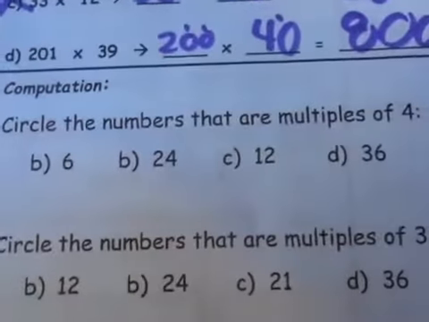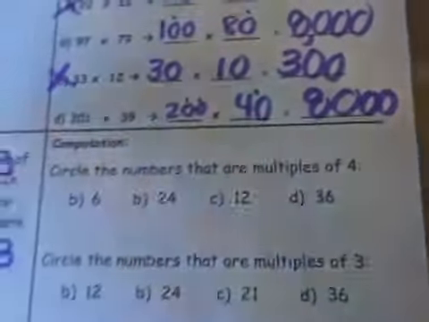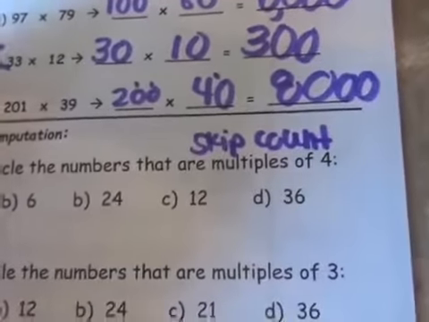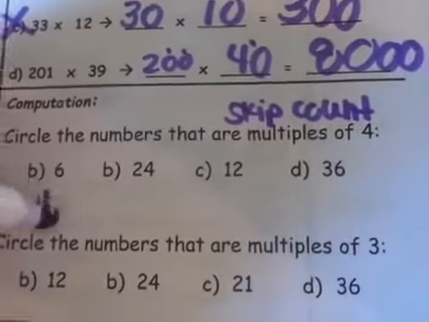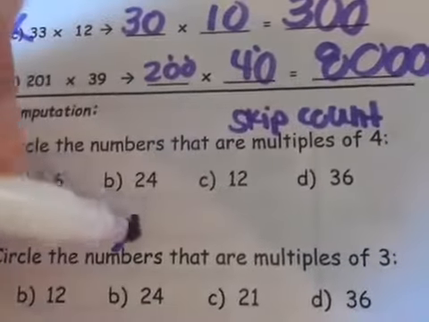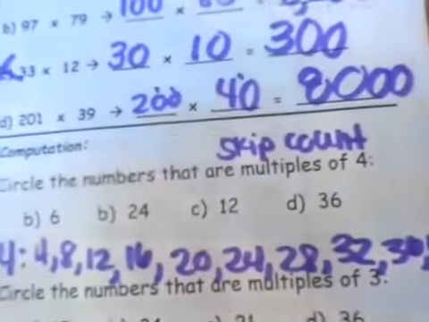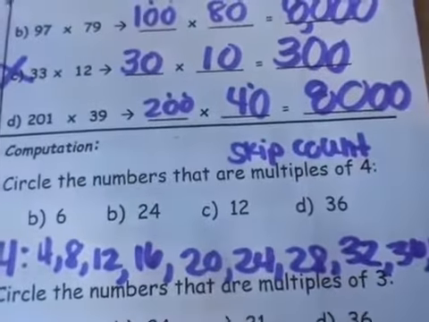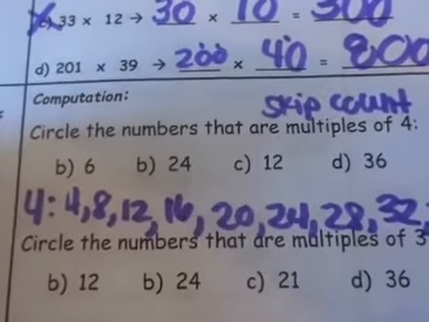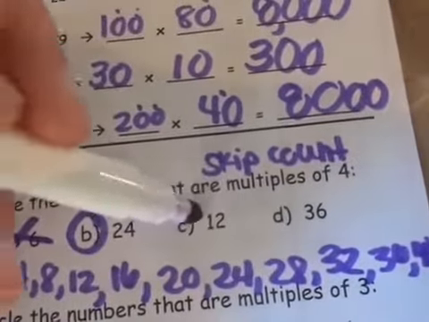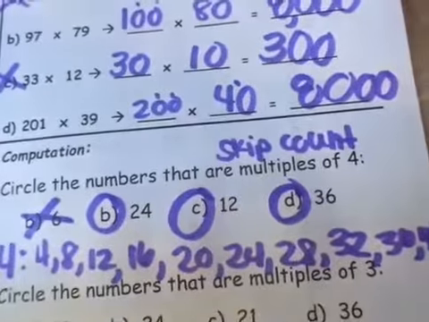Alright, next one. It says circle the numbers that are multiples of 4. Well, I know multiples means to skip count. And when I write that by the word multiple, that helps me know what I'm going to do. So I'm literally going to skip count by 4. 4, 8, 12, 16, 20, 24, 28, 32, 36, 40. It reminds me of our game we play, Buzz. So, circle the numbers that are multiples. Well, it's not 6. 24, yes, I said that. 12, yes, I said that. 36, yeah, I said that.